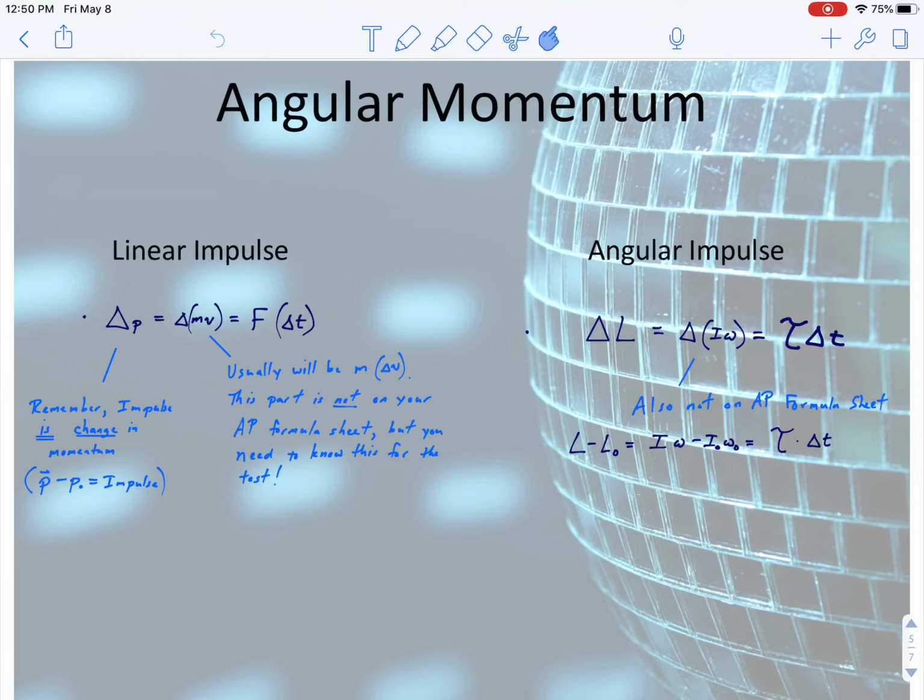So now you can connect the angular momentum to the torque in Newton's second law for rotation, and then you can possibly do even some rotational kinematics problems with that particular information. So something to be familiar with, something that can definitely be used. I would definitely know about impulse going into the AP test, but that about covers it.